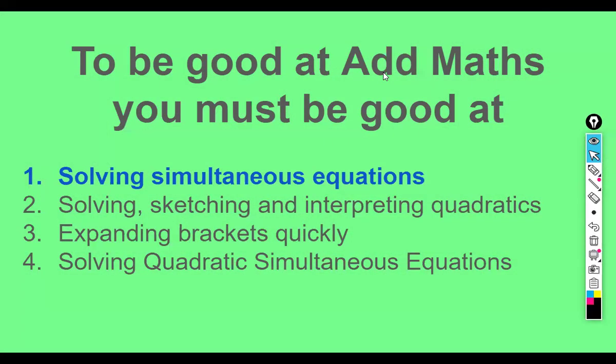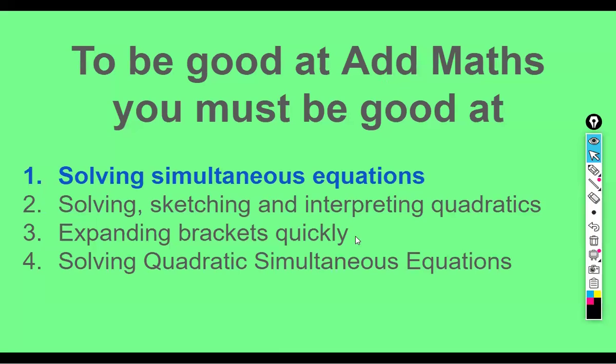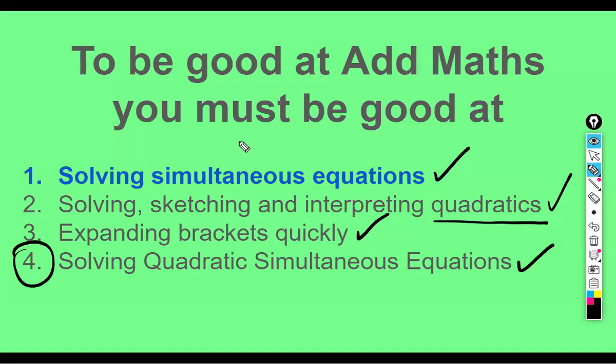All right, so how do you become good at AdMaths? Like I mentioned, AdMaths is maths on steroids. In my experience, there are 4 topics you need to be very, very good at: simultaneous equations, solving, sketching, and interpreting quadratics. In other words, you need to know quadratics inside out for AdMaths, expanding brackets, and then finally solving something called quadratic simultaneous equations. We are going to start off with number 1 first, the one in blue, solving simultaneous equations.